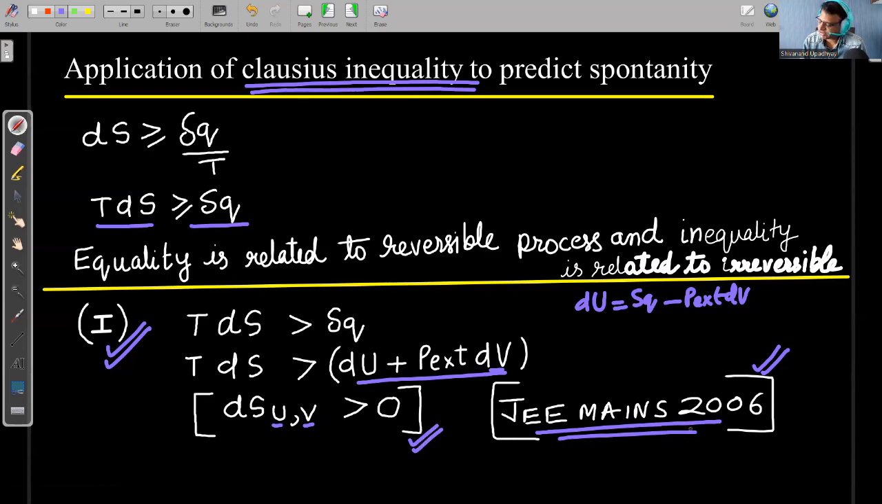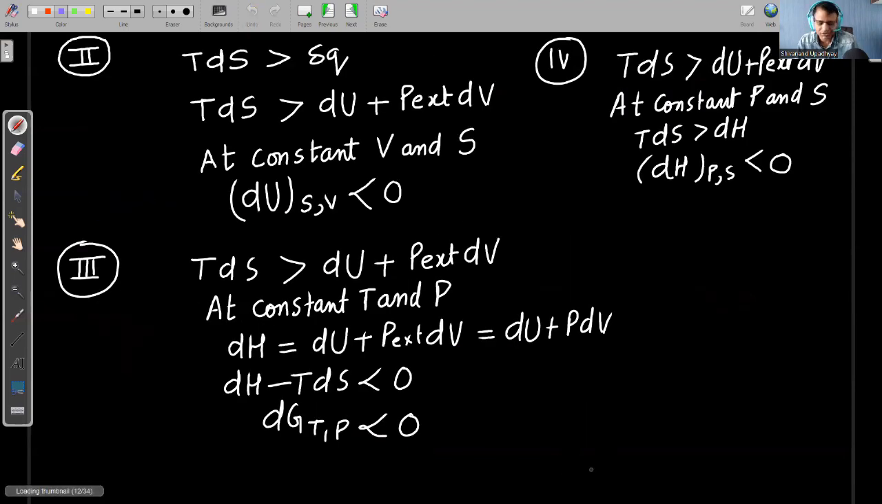This option was given in JEE Mains 2006. Two options are there. One of them is this option. In A, B, C, D options, there are two parts. This is one part, and the other part is regarding Gibbs free energy. So already in 2006, they asked this question. Again, we can frame many questions based on that.